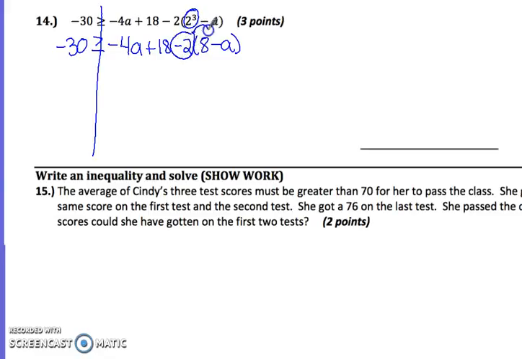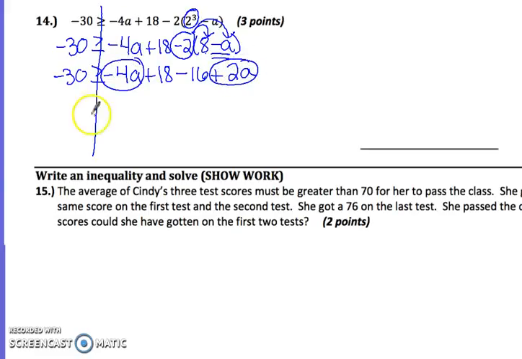This is a -2 that you're distributing. So you still have your -30, -4a, plus 18, -2 times 8 is -16, and -2 times, be careful, a -a is a positive 2a. Then let's combine like terms, looking at your signs to the left. -4a plus 2a is -2a. Positive 18 minus 16 is positive 2. I'm sorry, this is a positive 2.